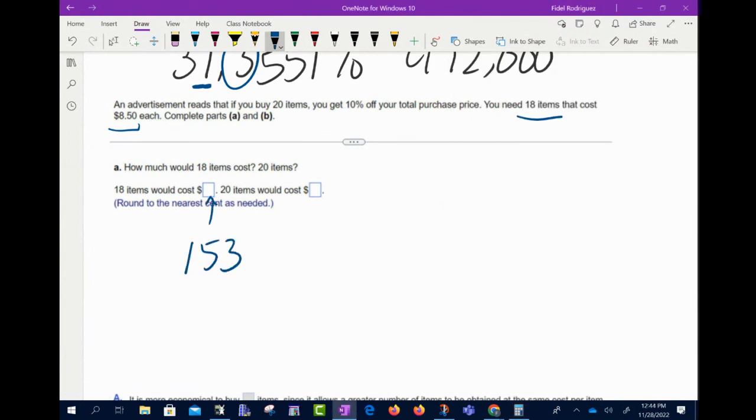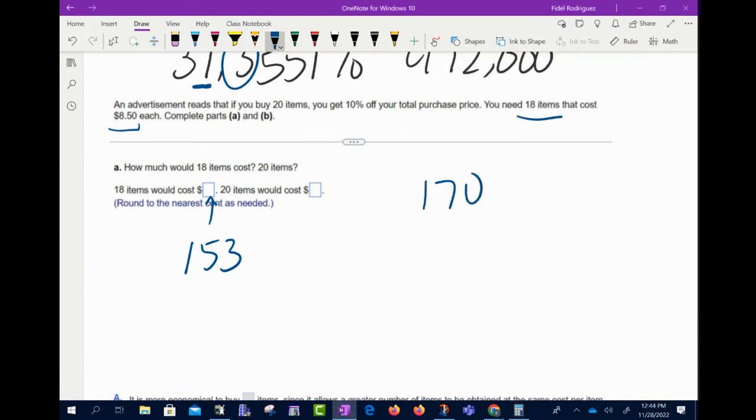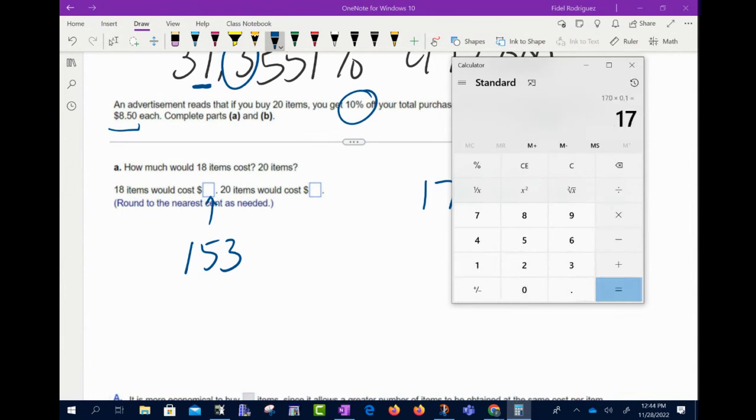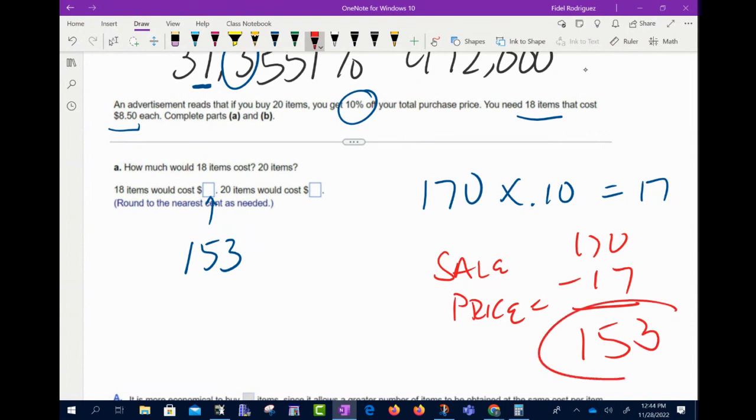Okay. Now, if we decided to buy 20 of them, 20 times $8.50, that would cost me $170, but we would get 10% off. So now I have to multiply that by 0.10, which is $17. That's going to be my discount. So now my sale price, y'all, would be 170 minus 17, which would also be $153, right?